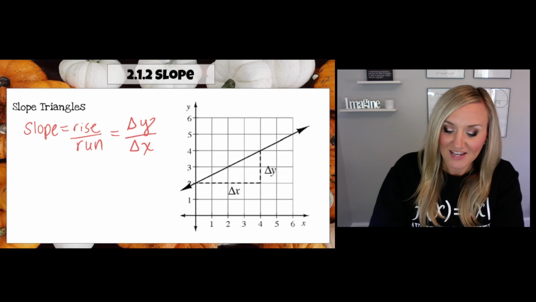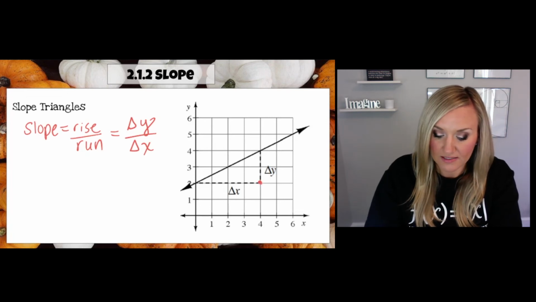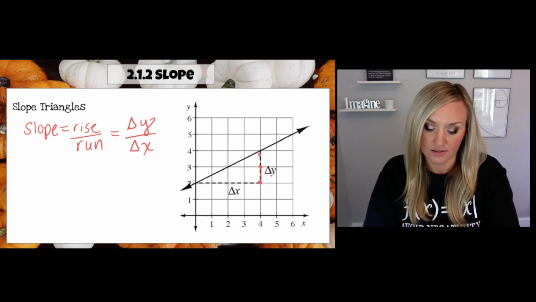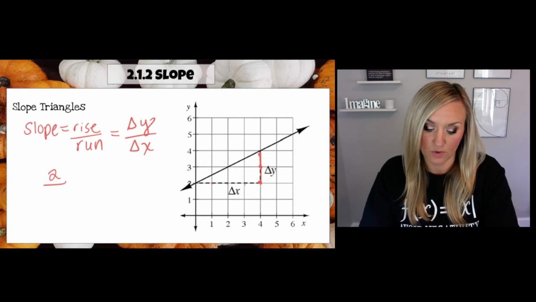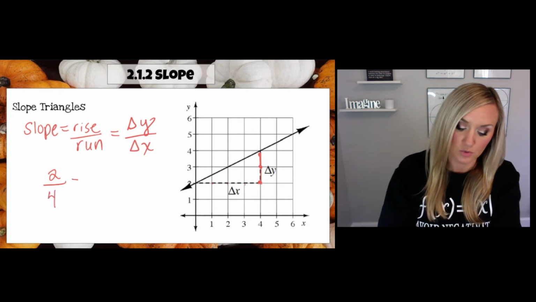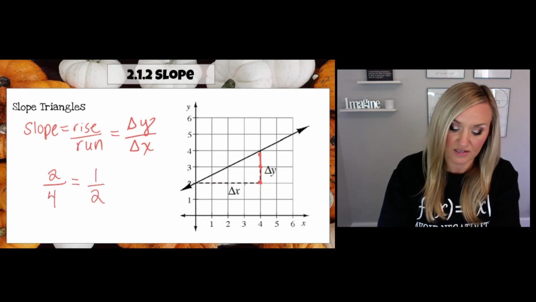Cool. All right. So the change in y is, it looks like it is, how many is this? 2 units here. So we have 2 over, and it's running how many? 1, 2, 3, 4, 2 over 4, and we would simplify that to be 1/2.